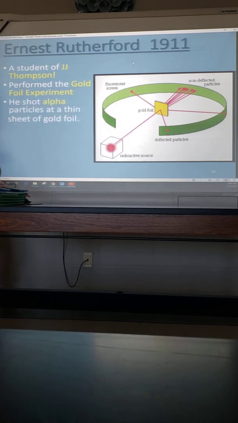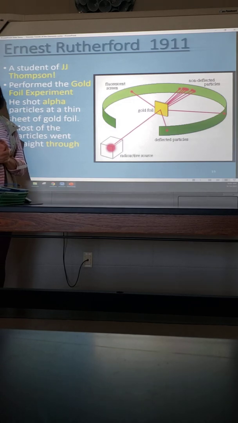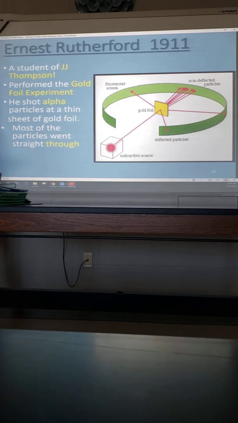Right, so you shot these alpha particles at the thin sheet of gold foil, and I believe that this is a slide that you have to fill in. It's your first one since like slide 10, I think. So right there at the very bottom of page 1.